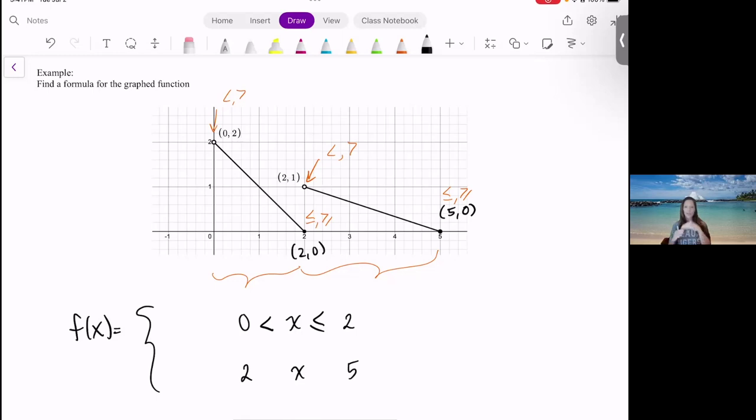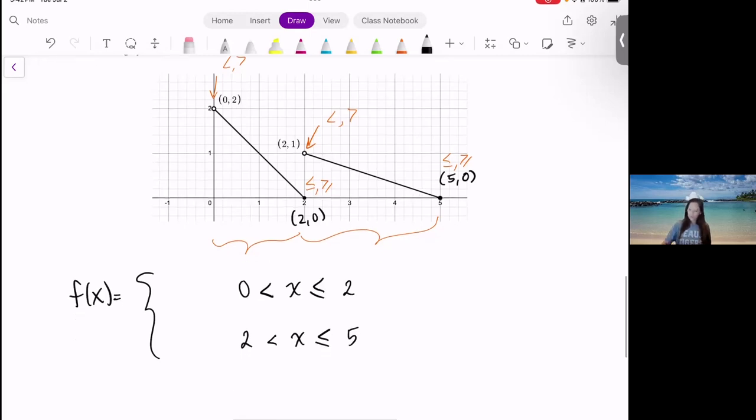The next function, which goes from 2, 1 to 5, 0, is an open circle, which means I will have 2 less than x. And then I have a closed circle at 5, 0, which means I will have less than or equal to. And now I need to find the formulas for these functions. These are linear functions, which means I need a slope and I need an intercept. The slope for the first function is -1.